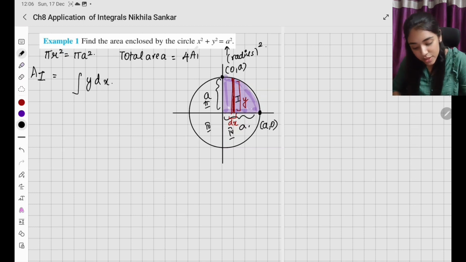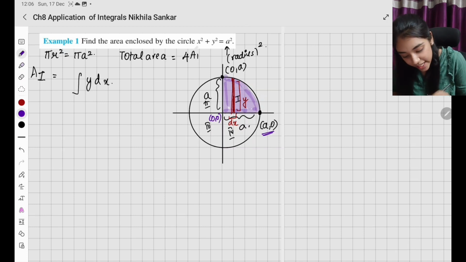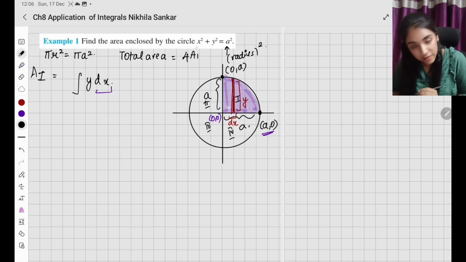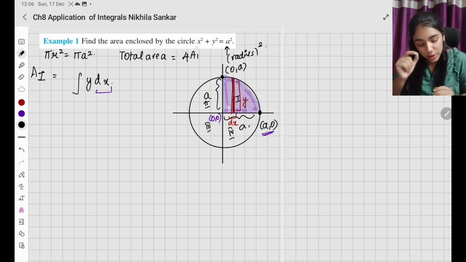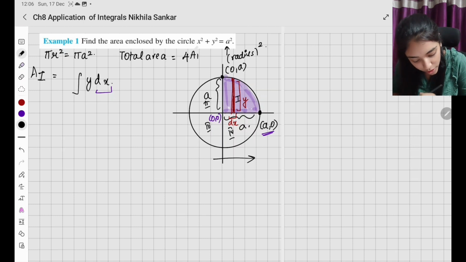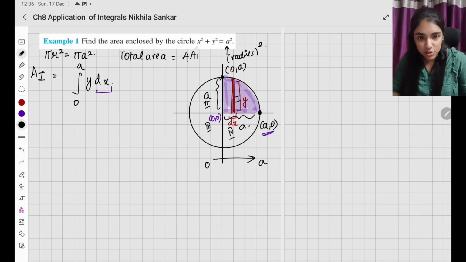And what are my limits going to be? இப்போ இந்த இடத்துல the point is 0, 0 and here the point is a, 0. So x-axis இந்த இடத்துல dxக்கு ரெஸ்பெக்டிவா நம்ம இன்டகிரேஷன் பண்றதுனால with respect to dx you have to look at the x coordinate. So it travels from 0 to a, correct? So 0 to a is going to be my integral.